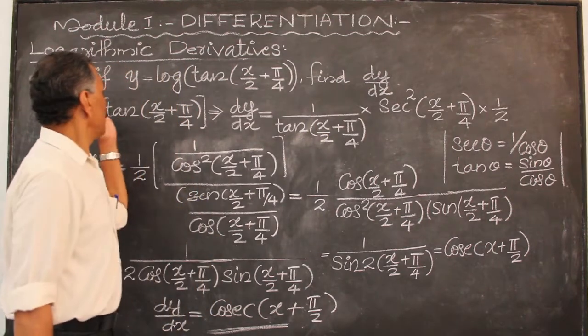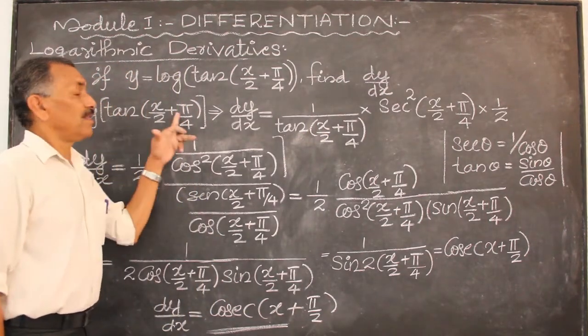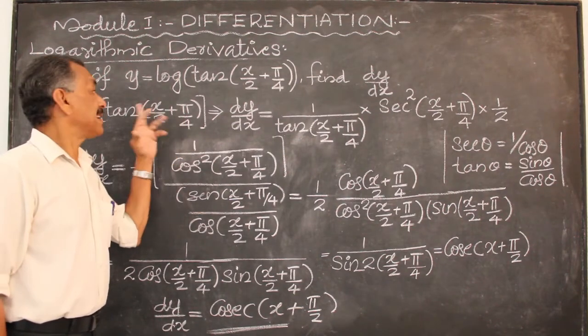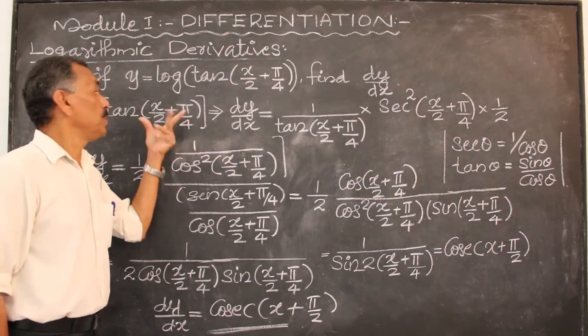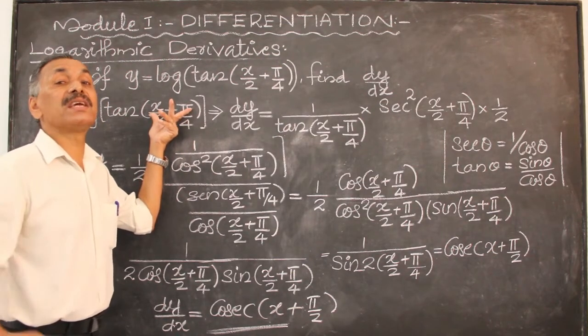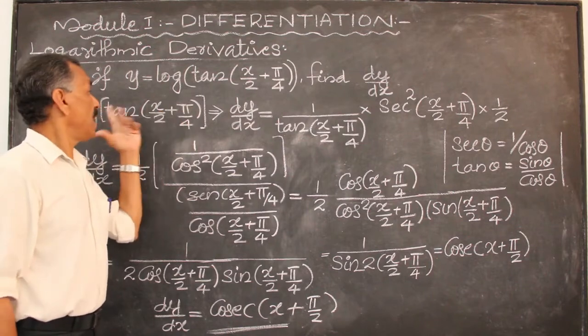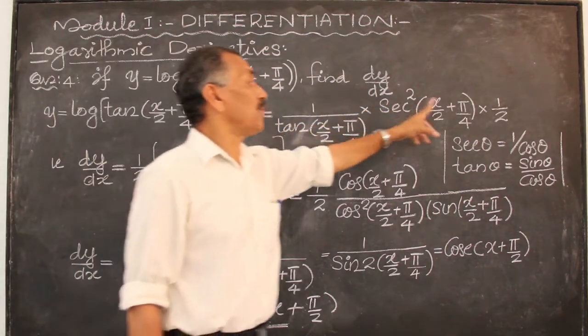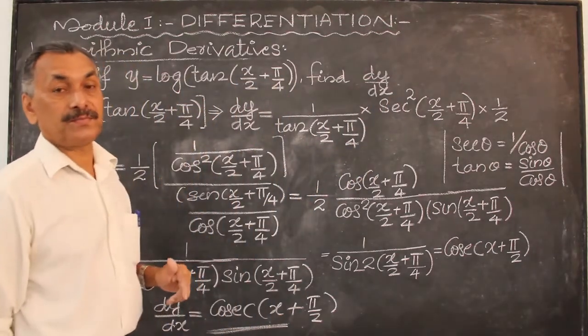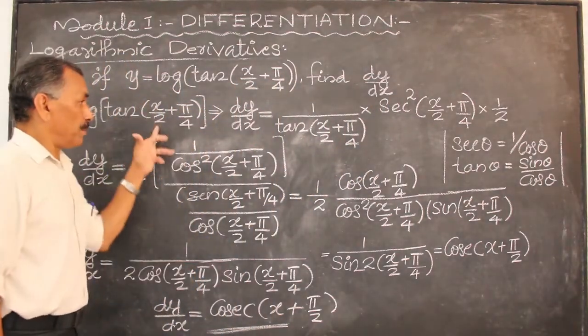But log of tan theta. What is the derivative of tan u? Tan v derivative, tan theta derivative, is secant square theta. But tan v derivative is secant square v. Secant square of x by 2 plus pi by 4, and then log gives 1 by u.